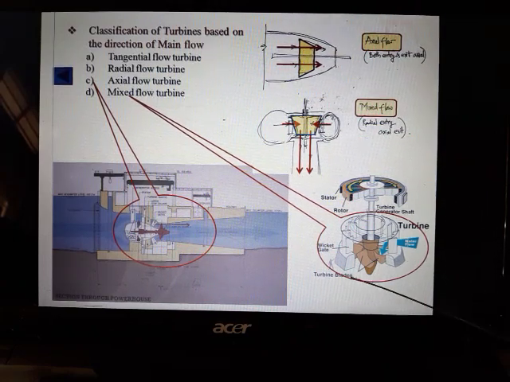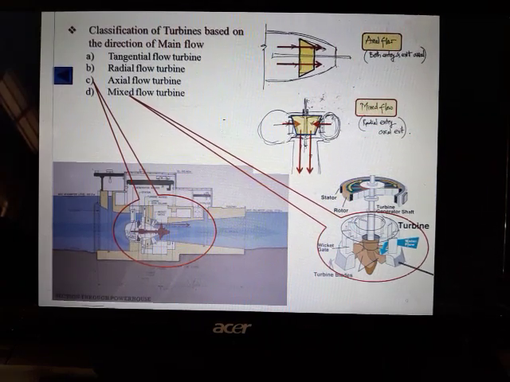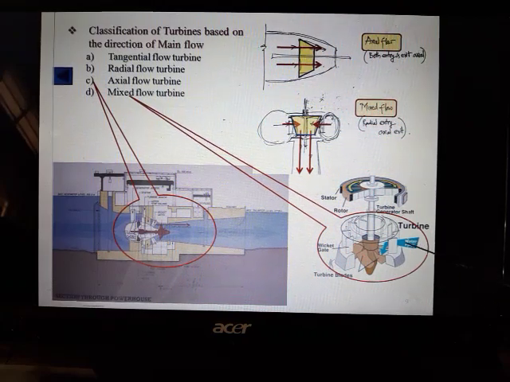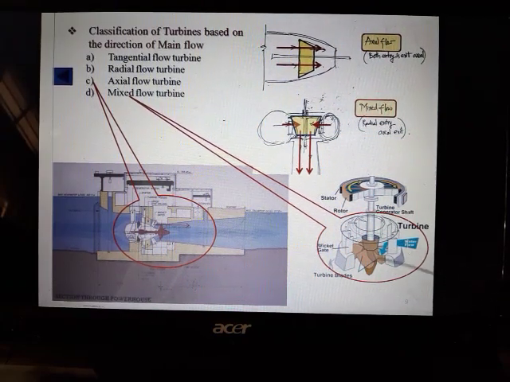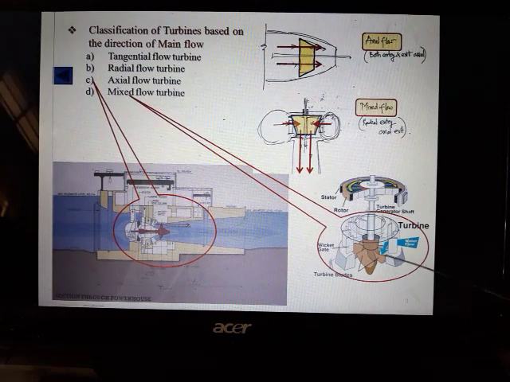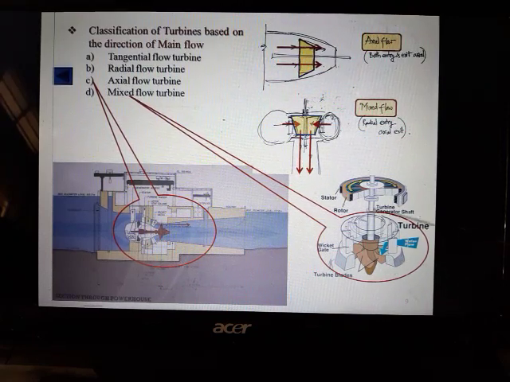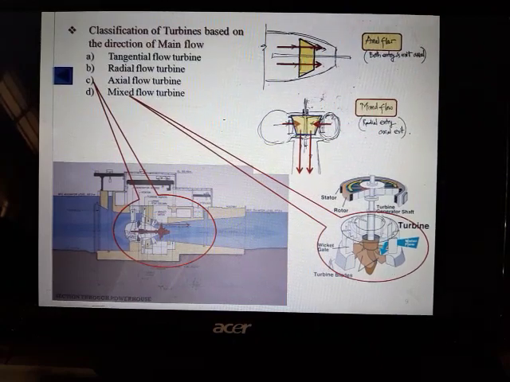So actual vanes, or runner, will be something like this. So entering jet is radial, the outgoing water will be axial, parallel to the shaft. So that is mixed flow turbine.